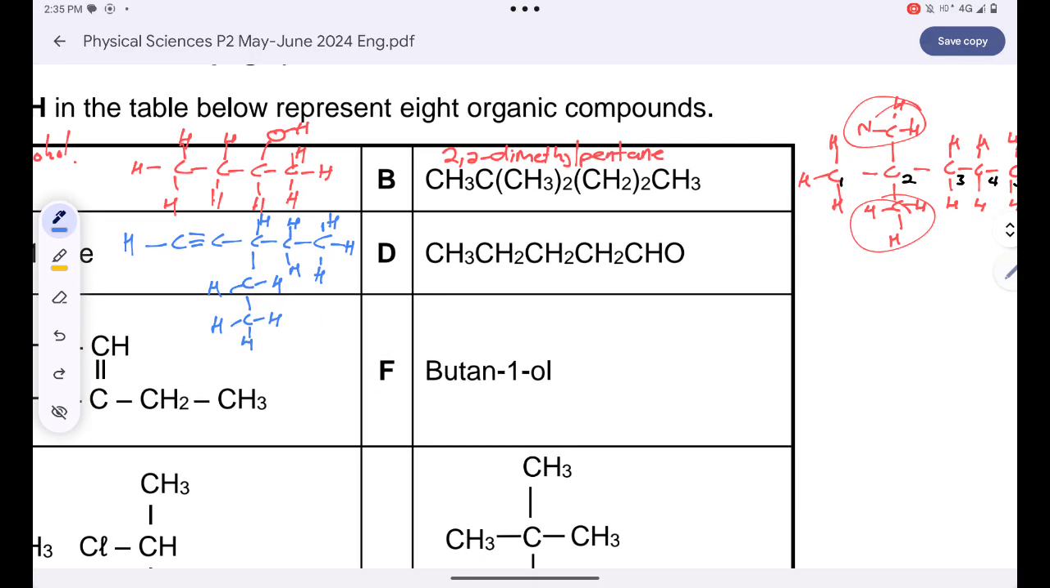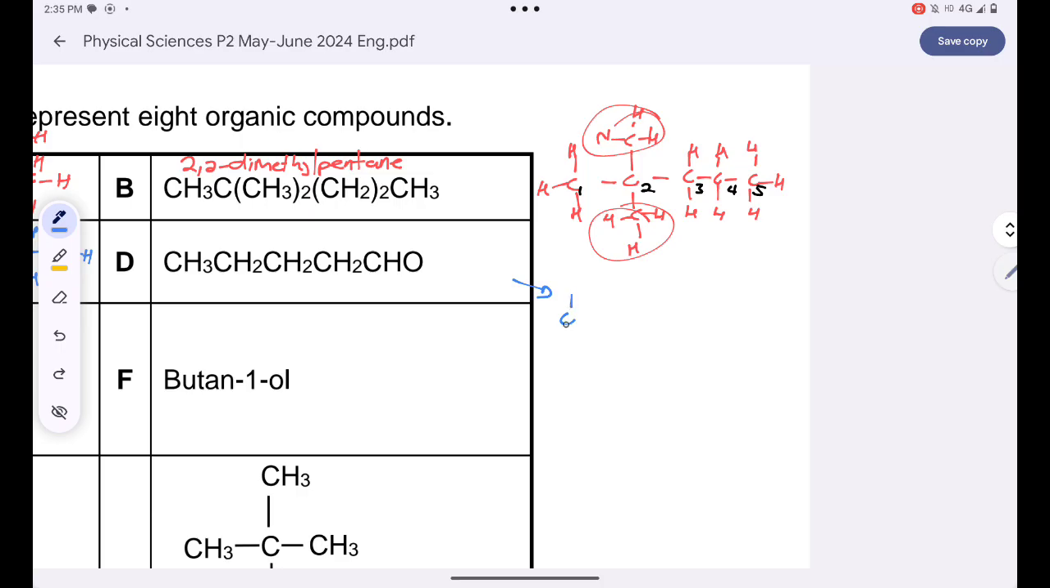Okay, and now let's go to compound D. Compound D, we have an aldehyde there. Let's simply draw this structure. We have CH3, we have CH2, another CH2, and another one, and then we have C with an H and an O there.